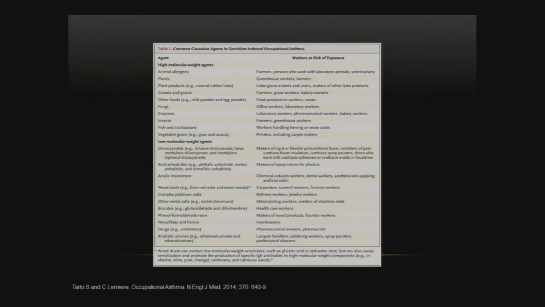There are 2 things that I wanted to point out on this chart. So something that's been more popularized in the occupational medicine literature is diisocyanates, and something to keep in mind: painters and people who work with polyurethane. It's been circulating in the literature a little bit more that this is a big cause of occupational asthma.